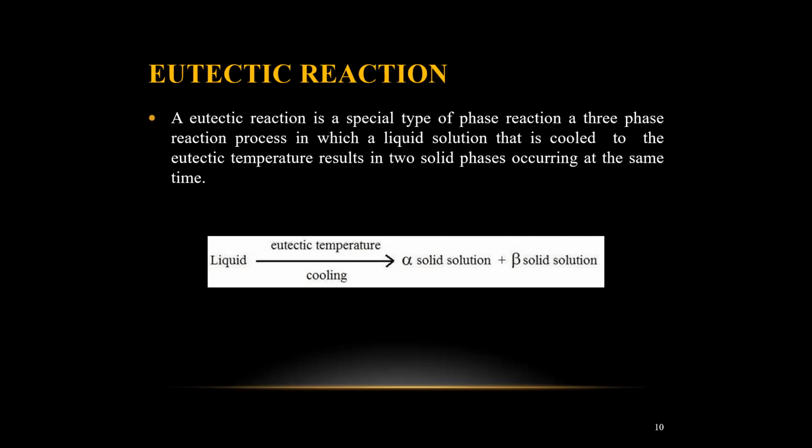A eutectic reaction is a special type of phase reaction, a three-phase reaction. Here we have one liquid phase and two solid phases. Let's say alpha and beta are the two solid phases. It is defined as: upon cooling, a liquid is transformed into two solids. That is the eutectic reaction.